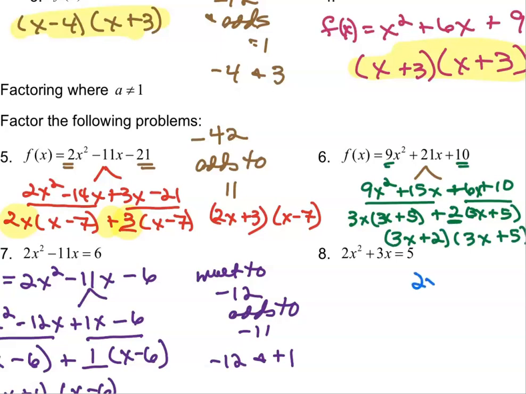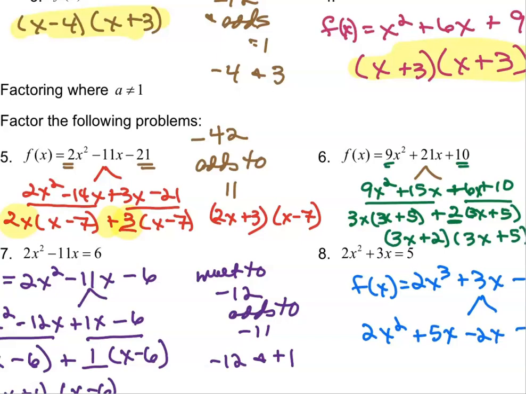First step, rewrite it so that you see it is indeed a quadratic. Watch the sign of that 5. This is your f of x. Ask yourself what multiplies to a negative 10 and adds to a 3. That would be what? Positive 5 and negative 2. Decomposition is our mission. 2x squared plus 5x minus 2x minus 5.